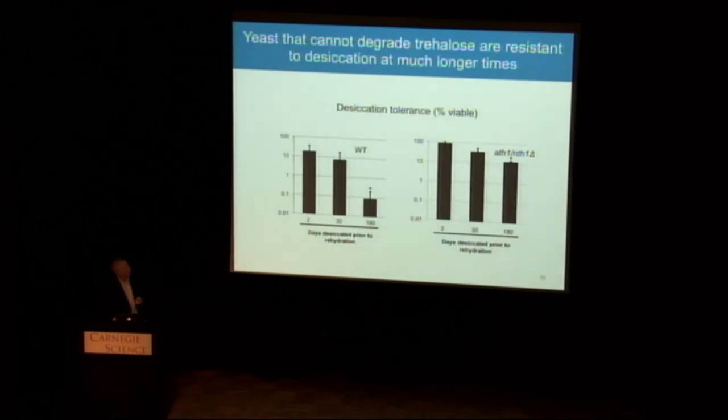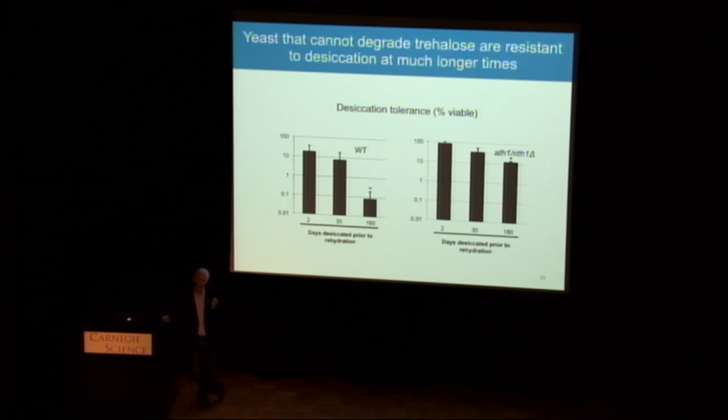So what happens? Lo and behold, just as we predicted, here's wild type again, and you see a big decrease in viability after 180 days. And if we get rid of these enzymes and keep the trehalose levels as high as they can be, now we see that they're totally viable after 180 days. So it worked. This was really exciting because the correlations all work. Now we're really beginning to see trehalose is doing something.